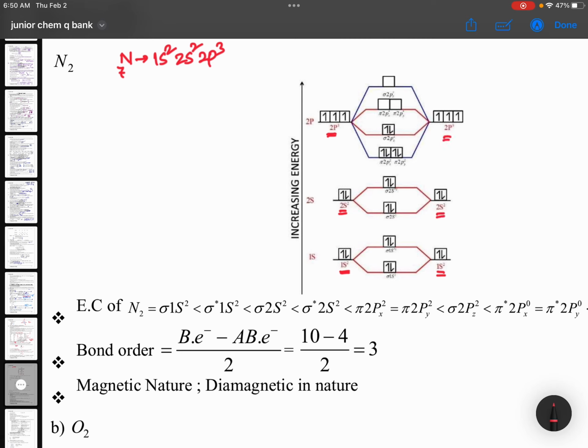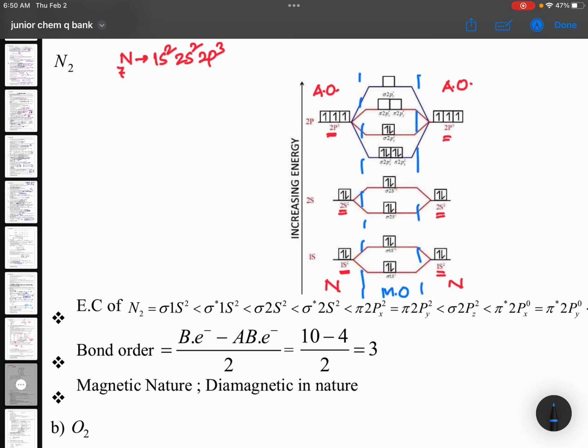That means this is one nitrogen atom. This is another nitrogen atom. These are called AO. AO means atomic orbitals. Then the middle row is called molecular orbitals. Okay, now if you want to keep some clear difference, you can show like this. Atomic orbitals and molecular orbitals.